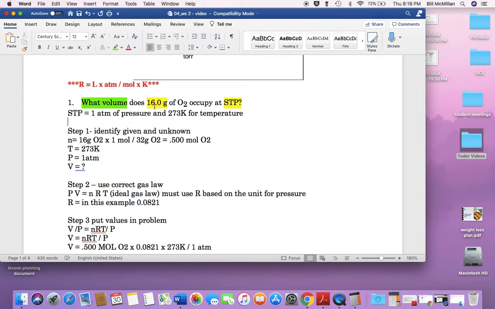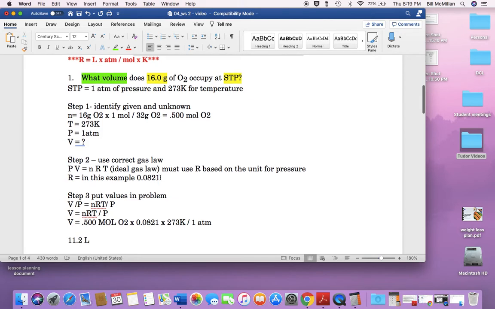When you get grams in this type of problem, that's going to be n, and n is what the moles are. So 16 grams of oxygen times 1 mole divided by 32 grams of O2 gives you 0.500 moles of O2. Your temperature is going to be 273 Kelvin, the pressure is 1 atmosphere, and we're looking for volume.